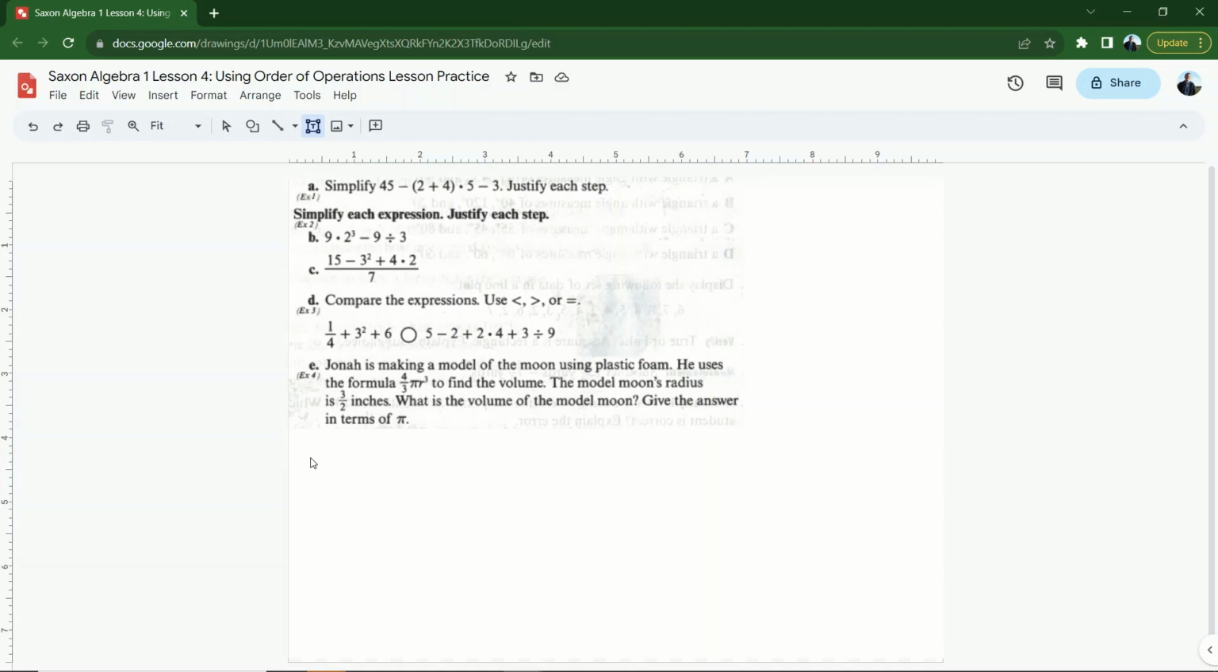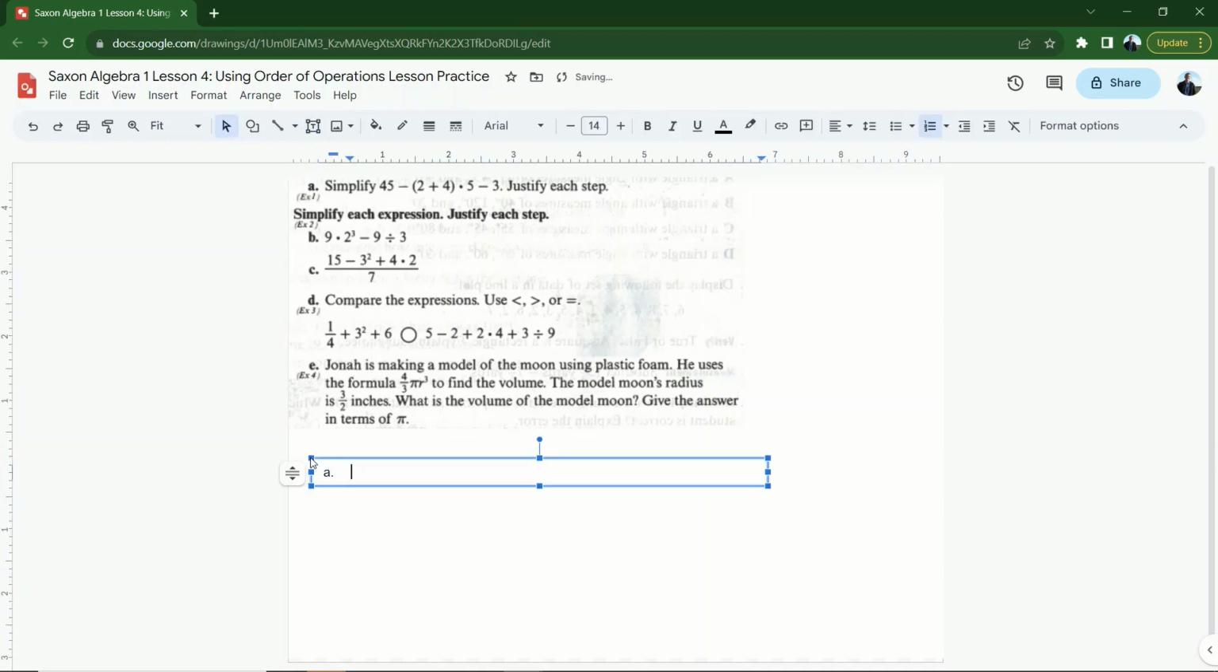So let's get started. Letter A, simplify. 45 minus 2 plus 4 times 5 minus 3. Now I'm going to recommend that you always start these complicated problems out by rewriting the exact problem in your notes. That will help you to visualize the problem a little better. And then we're going to work it in steps, one step at a time. I'm only going to do one order of operations at each step.